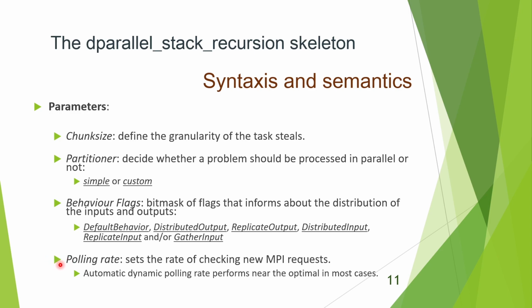This parameter has a great impact on performance, but by default, an automatic dynamic polling rate system is used, which works very well in our tests. This automatic polling rate changes the value of the polling rate dynamically during execution, increasing it when no work request is found and decreasing it when a work request is found.